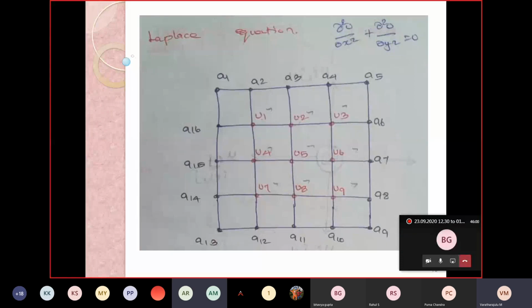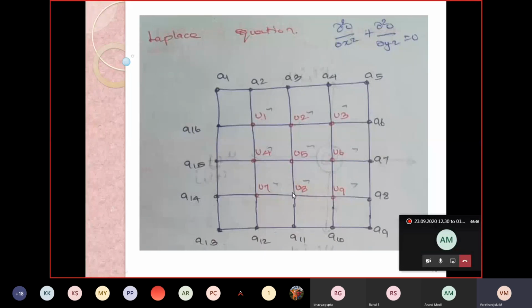If we know A2, A16, U2, and U4, we can find U1 from the standard 5-point formula. Yes, okay, good. Now apply the diagonal 5-point formula. If we know A1, A3, U5, and A15, isn't it? Assume diagonal: for U1, A1, A3, U5, and A15. But the thing is, we don't know the values of the other U's.